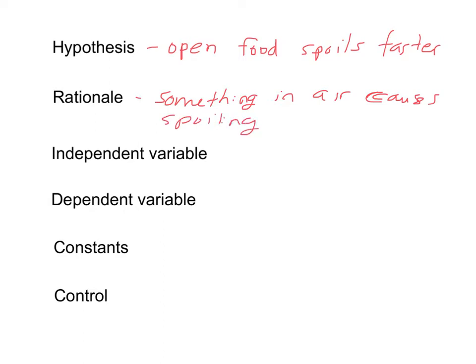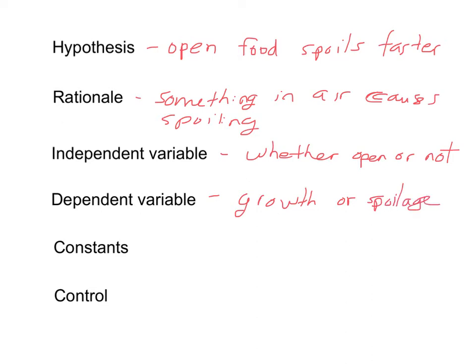The independent variable is the thing that he's changing. What is he changing between the two different trials of this experiment? Well, he's changing whether or not it's open to the air. So whether open or not. And the dependent variable is what responds to the independent variable. So we have one container that's open, one that's not, and we expect a difference in what? We expect a difference in growth or spoilage. So your independent variable causes your dependent variable, right? So being open causes more spoilage.